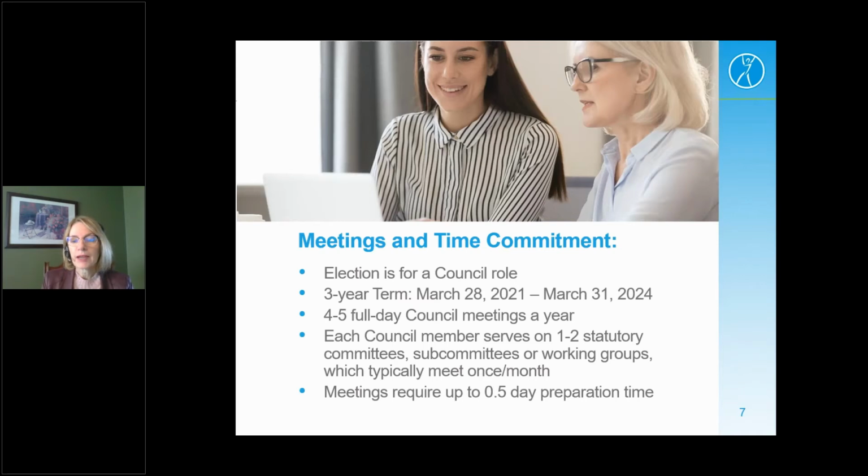So in terms of meetings and time commitments, this is sort of the nuts and bolts of things. This election is for a council role, and that will slowly be changed to board. You'll be on the board of directors for the college, and it'll be for a director. But right now, the bylaws haven't changed yet, so technically it's still a council role. It's a 3-year term, starts March 28th, which will be the council meeting on that date, and will end 3 years later. And we expect all those terms to end as we change our council. We will slowly phase changes in as opposed to dropping people's terms and that sort of thing.